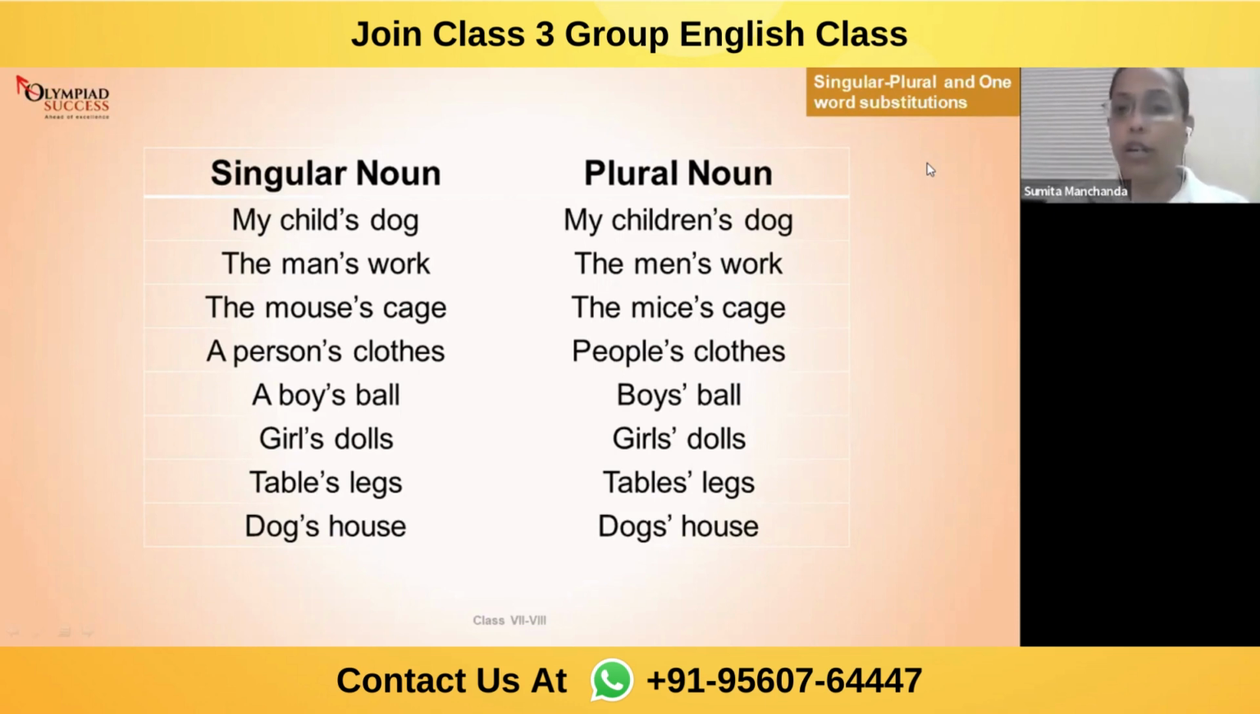Same goes for girl's doll, girls' dolls. Table's leg, tables' legs. Dog's house, dogs' houses. The only difference is whether it's singular or plural. According to singular or plural, there is a change in the apostrophe: apostrophe S or S apostrophe. Okay. Any questions?